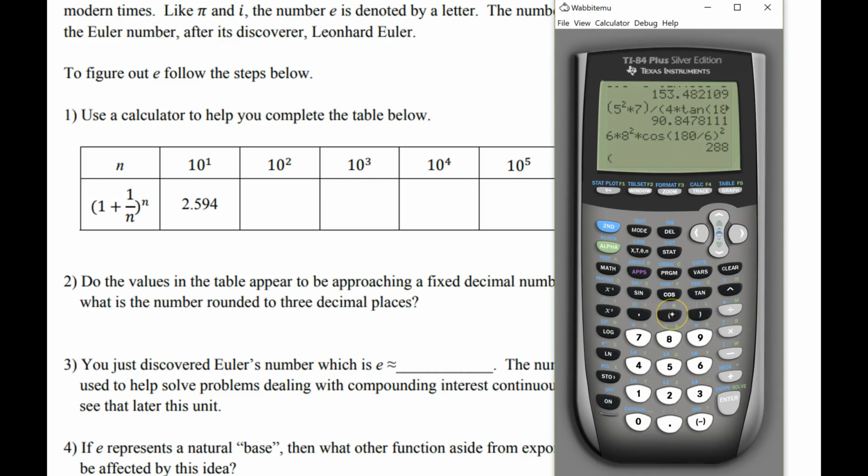They did parenthesis 1 plus, now this is a fraction, so I'm going to put it in parentheses, 1 divided by, our first n is 10 raised to the power of 1, which is, what is 10 raised to the power of 1? 10. So 1 over 10 in parentheses. Now the entire thing is raised to the power of n, so I need parentheses again, raised to the power of 10. And that's how they got 2.5937.